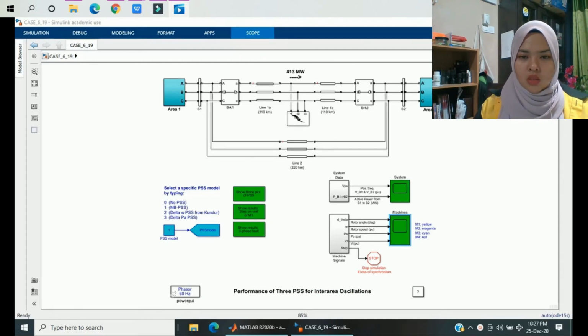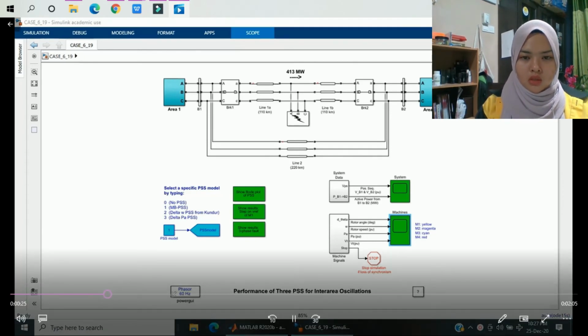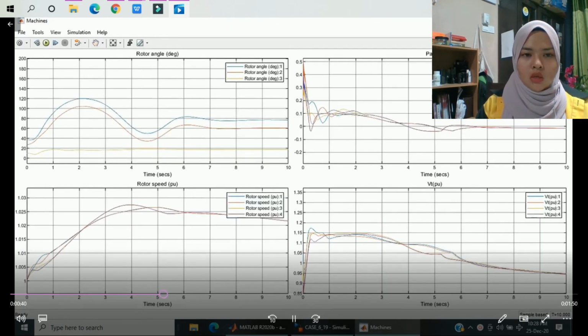Okay, so here, as we can see, there is the same model designed in MATLAB, with area 1 and area 2 combined with a circuit breaker of the normally closed type, and 4 loads attached to the machine. Let's see the graphs first. Here there are 4 graphs: first the rotor angle, rotor speed, PU, and voltage.